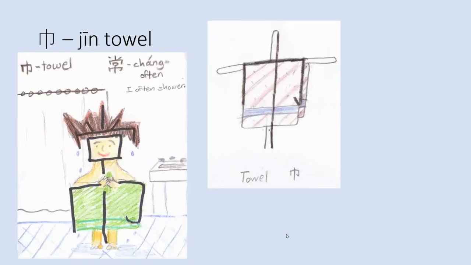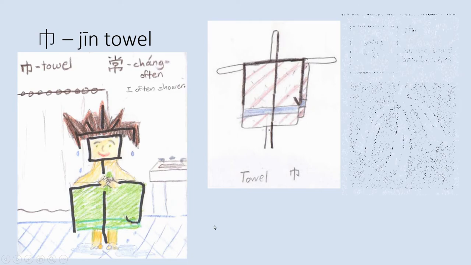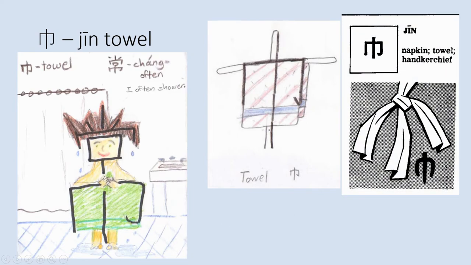This is a video to trace the characters for accessories. The first radical you should know is the radical jin for towel. It looks like a towel is illustrated here. It's in the character for often because I often use a towel. It's originally a picture of a bunch of cloths tied together.